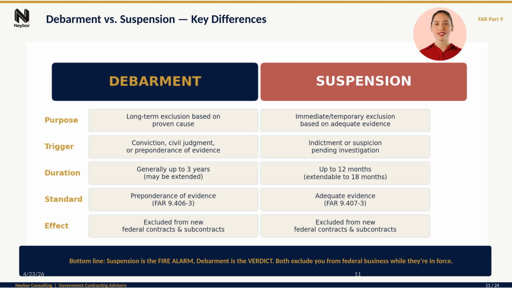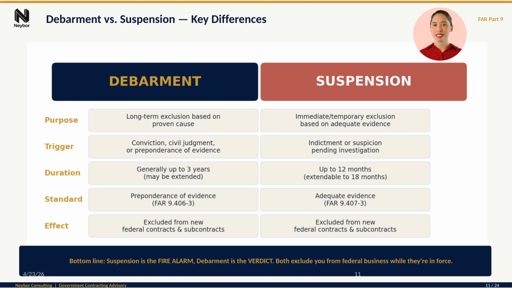This slide lines up the two most common exclusion tools side by side. Debarment, shown in the navy column on the left, is the verdict. It requires a cause proven by preponderance of the evidence, and it typically runs up to 3 years, although it can be extended. The triggers are serious: a criminal conviction, a civil judgment, or any other cause of a character serious enough to affect present responsibility. Suspension, the red column on the right, is the fire alarm.